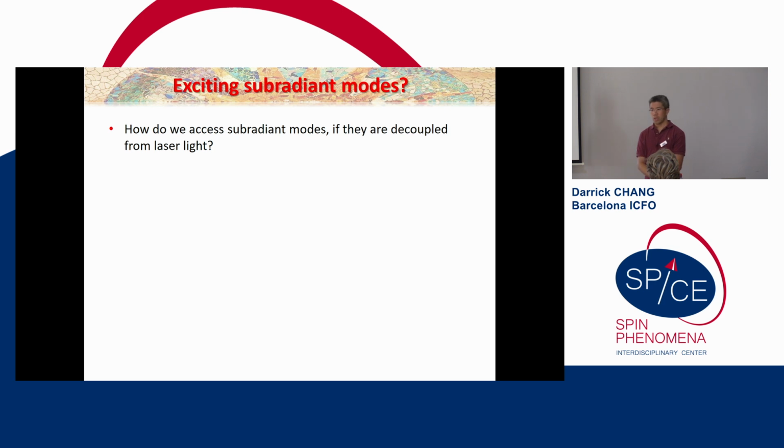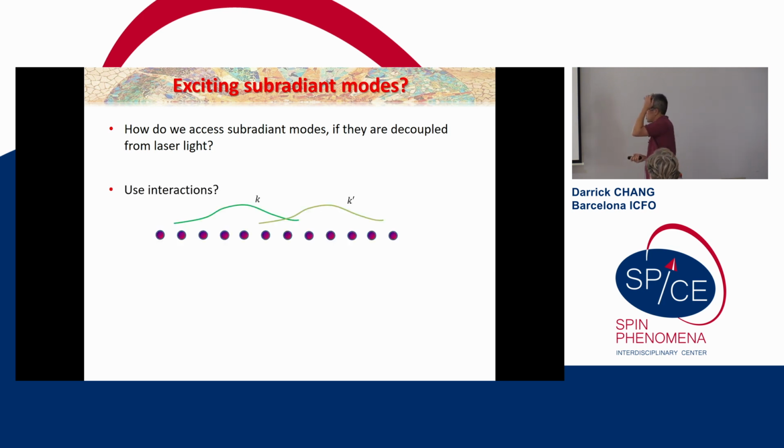So for example, the way I typically try to excite atoms is to shine in laser light. Laser light, no matter what direction I send it in, is by definition a radiation mode, and that should decouple from these subradiant states. So there have been a number of different ways proposed to try and access these subradiant states.